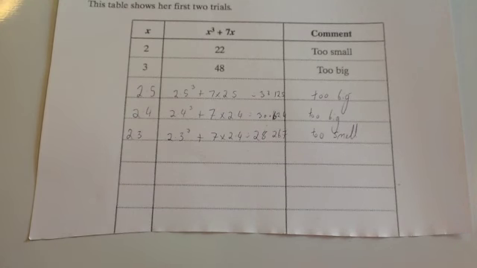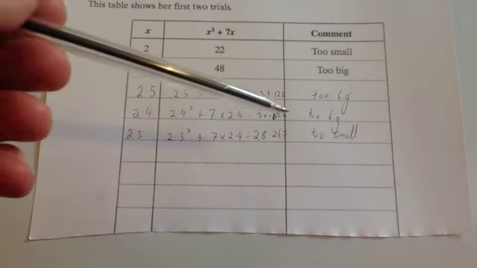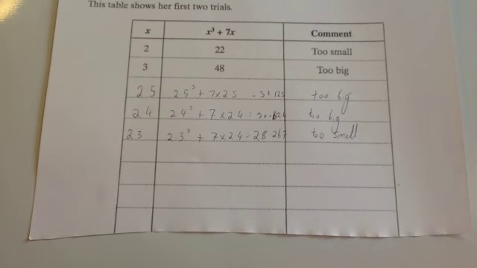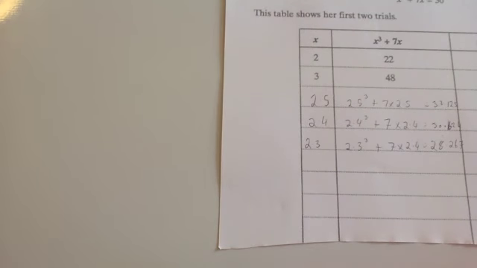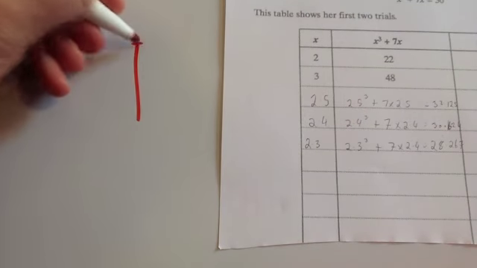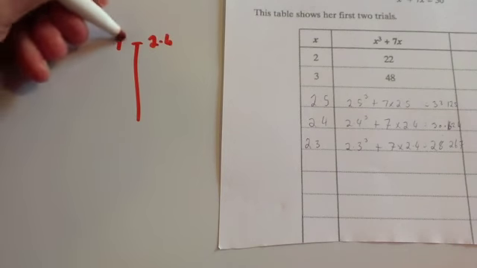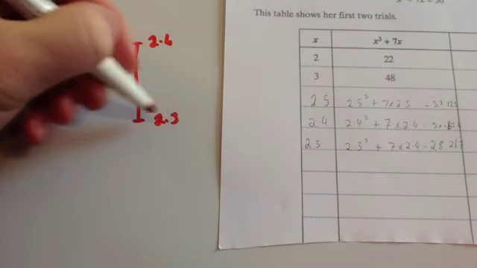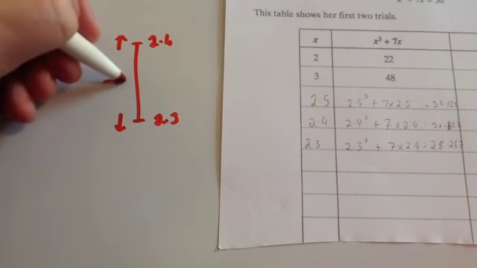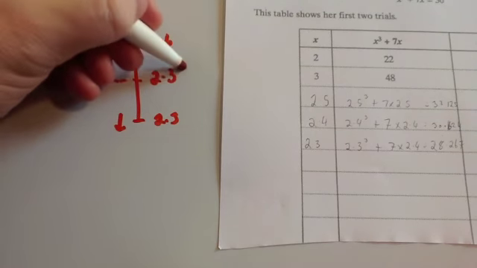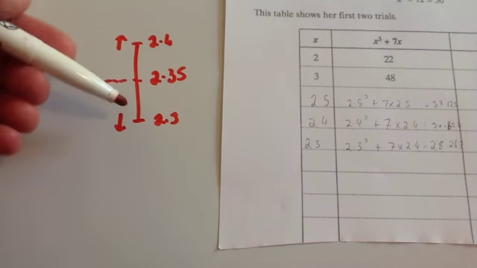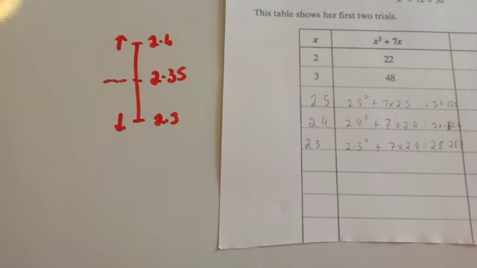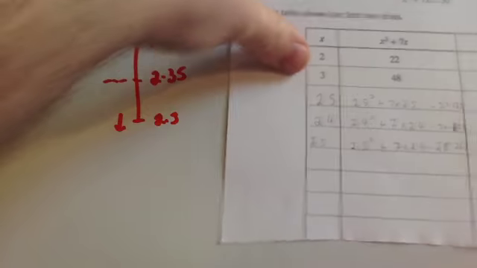Now looking at it, you might have a hazard to guess and say, well, this one's closer, so it could be 2.4, but that's not a concrete way of doing it. What we should do is a checker, which is the number in the middle, because we know that 2.4 is too big and 2.3 is too small. So we're going to do the number in the middle, 2.35. That's what I call the checker, and then we'll be able to work out if that's too high or too small, where our answer will lie, so if it's closer to 2.3 or 2.4.